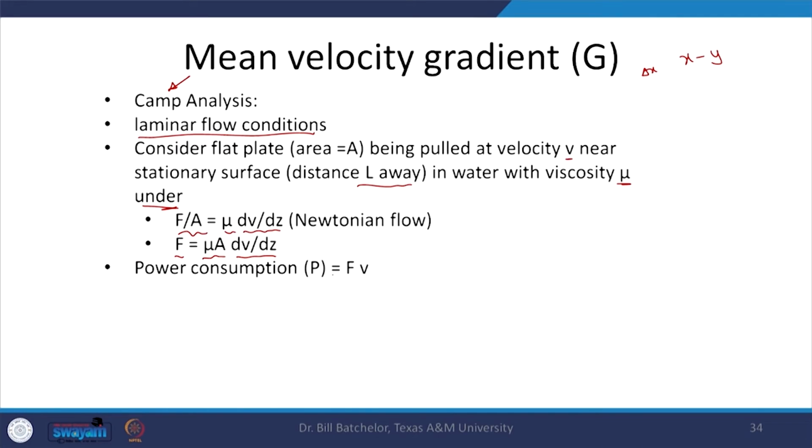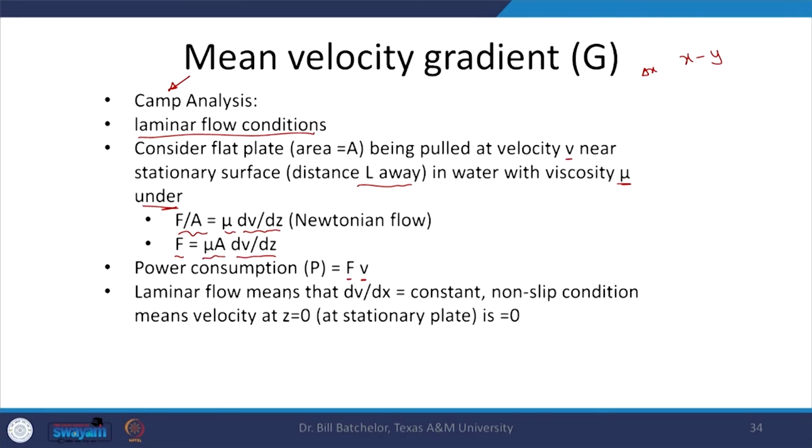And power consumption, power is force times the velocity. And laminar flow, what does that mean? Here we saw that in the 2 graphs before. Velocity at this location is 0, and it's increasing at what rate? dv by dz. So velocity at a particular height L will be given by the rate of change of velocity with height into L, or dv by dz into L.